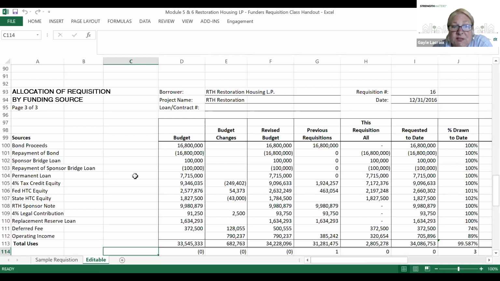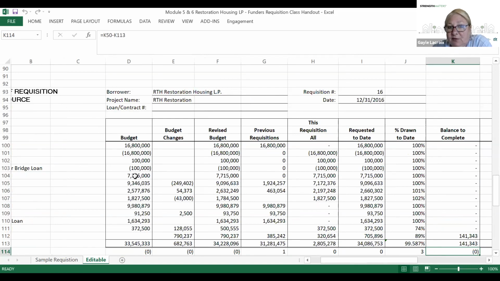So you'll see our total sources and uses are $33,545,000. And then throughout the period of construction, generally you're preparing this once a month. If you look at column H, this requisition, that is where your monthly totals go, and those pull off of a separate page that's by source. The previous requisition column is from the previous invoice that you sent out, the project to date, if you will. That's a better terminology, project to date, of sources collected. This requisition is what you're asking to collect this period, and then requested to date is the total.